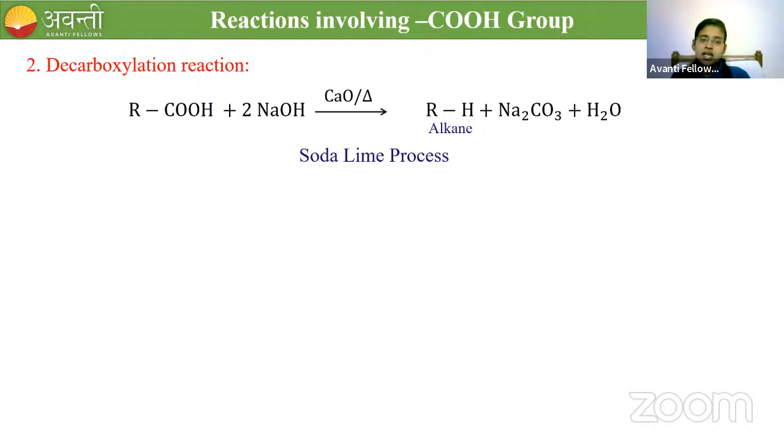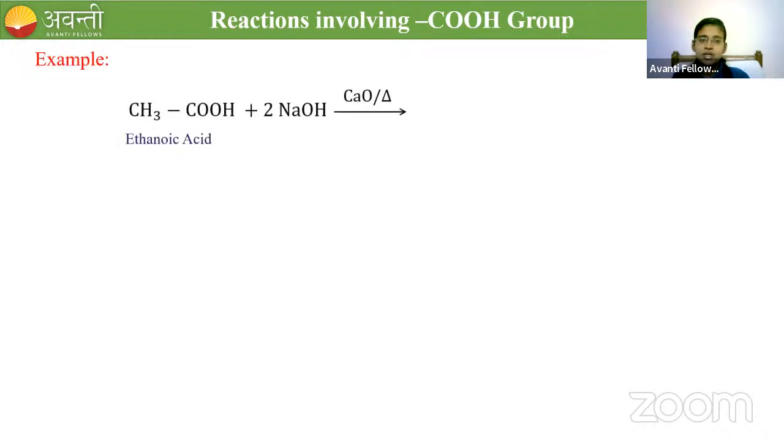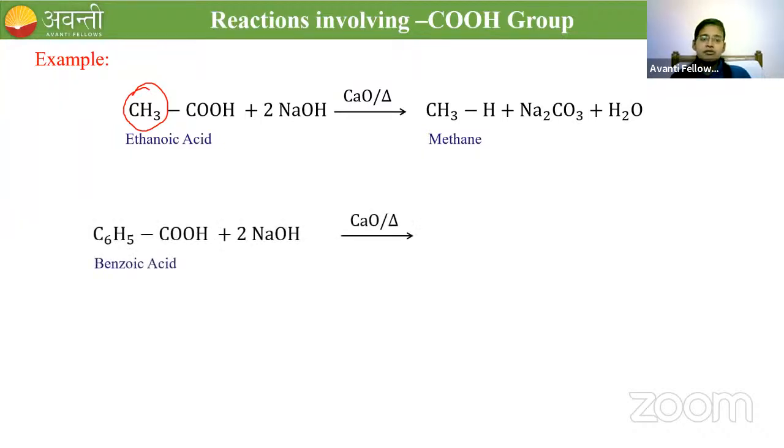If you ask me for an example, I can give you ethanoic acid. So what will be formed? RH will be formed. CH3 is the R group, so CH3H will be formed with the removal of Na2CO3 and H2O. CH4 is methane. Okay. So what will be the product if I use benzoic acid as a reactant? Can you guess the name of the product that we get from this reaction?